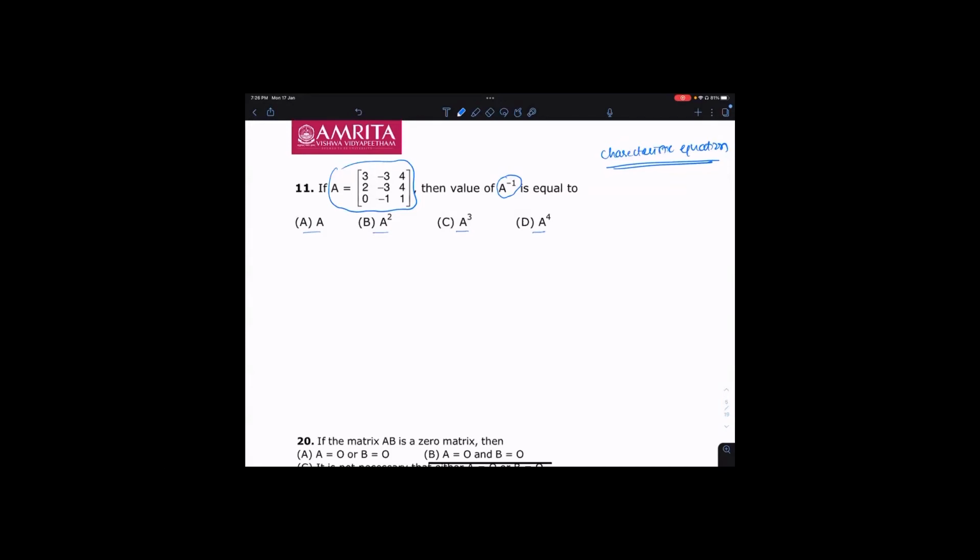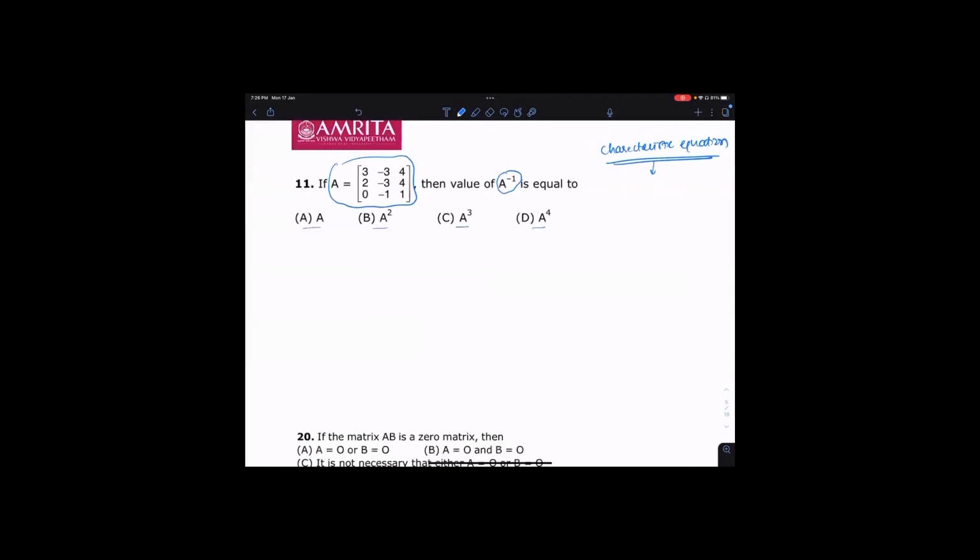So that's why we have something called the characteristic equation. Something like this. I hope you already have an idea. So for a 2 by 2 matrix, the characteristic equation is A square minus trace of A into A plus det of A into identity matrix equals 0. Any matrix will satisfy this equation. That is the characteristic equation of any matrix.